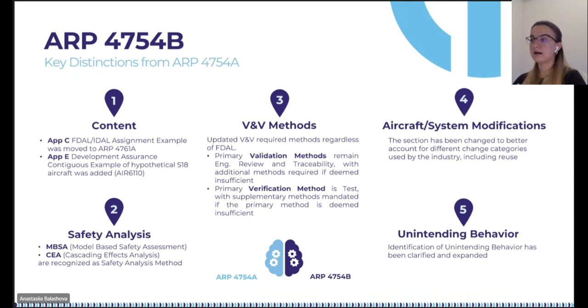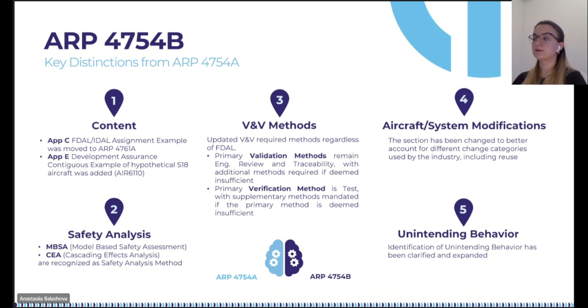Here, I highlighted the key differences that I've noted. The first one: the detailed FDAL IDAL allocation content was moved from the ARP4754A to the ARP4761A. Appendix E, which introduces an example of wheel brake system development, was added. This is a great example of collaboration between development and safety assessments. This is a must to read for everybody.